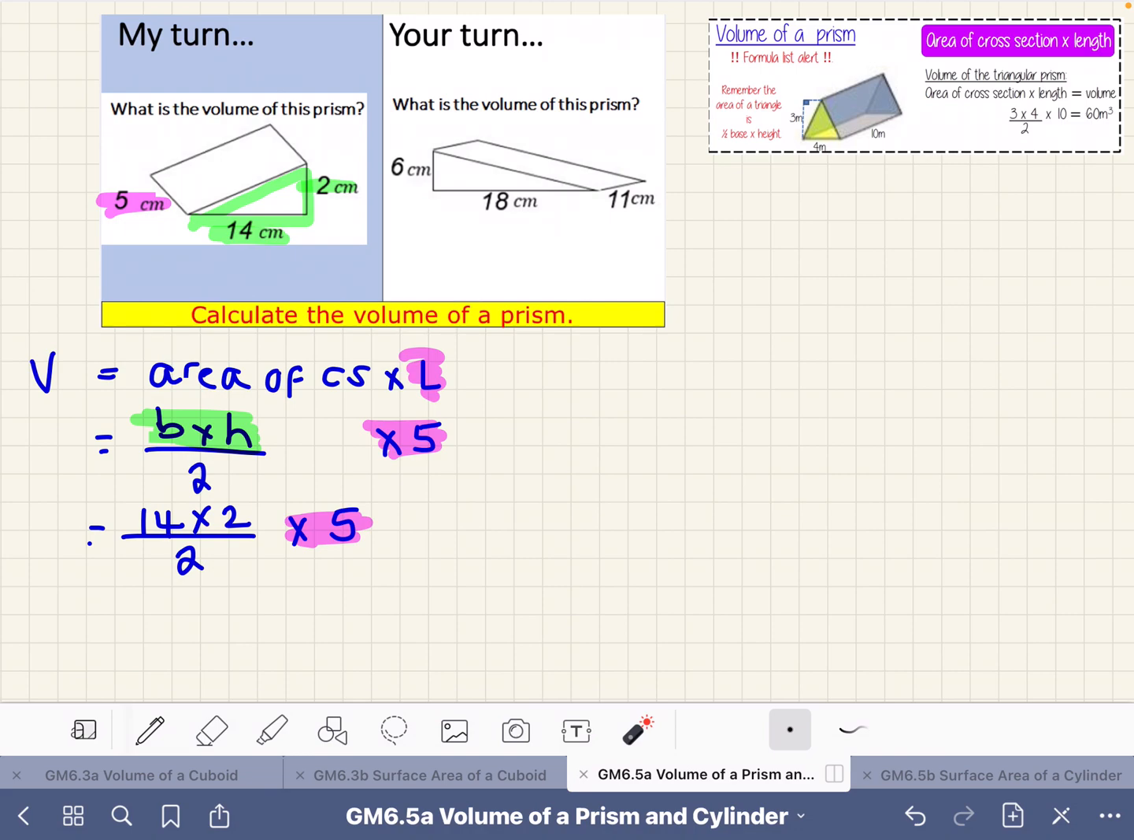14 multiplied by 2 gives us 28, divided by 2 gives us a value of 14. And we are looking to multiply that by 5. You may have spotted that that 2 and that 2 will cancel to give you the 14. The volume, therefore, of this triangular prism would be equal to 14 times 5, which is 70 centimetres cubed. Press pause while you try the your turn question.